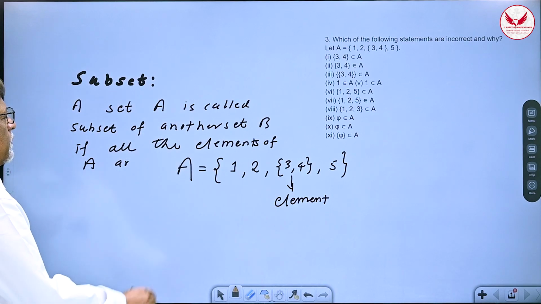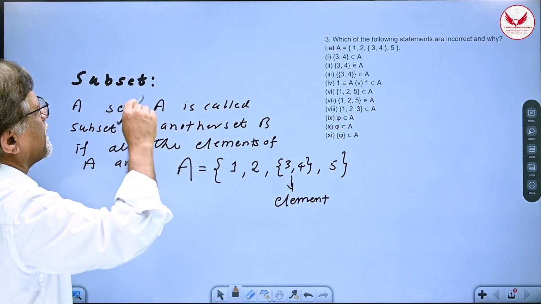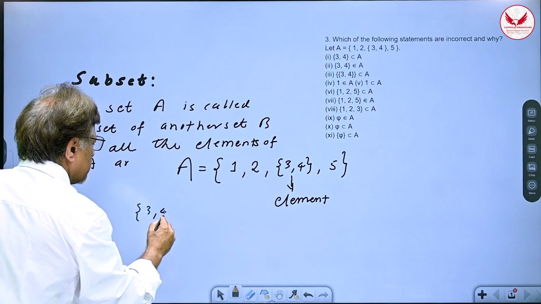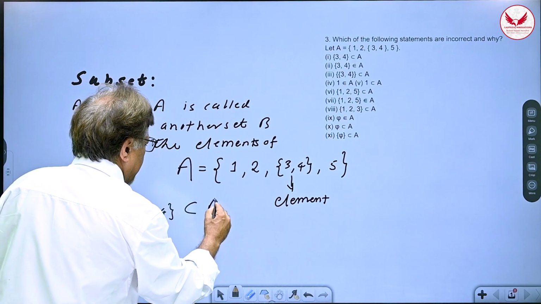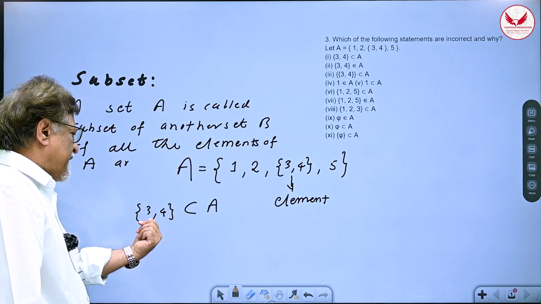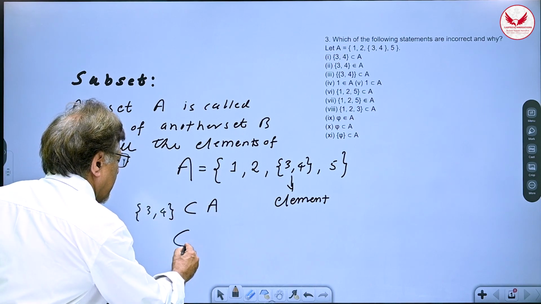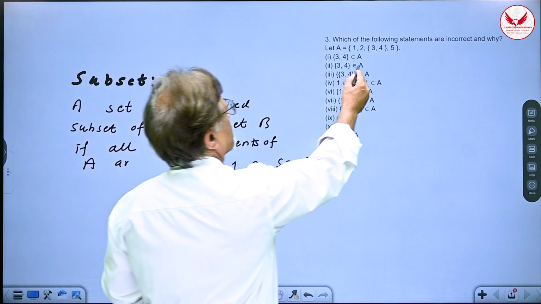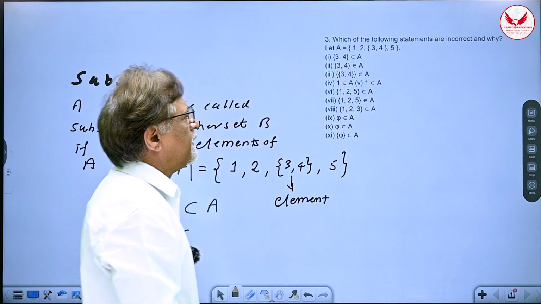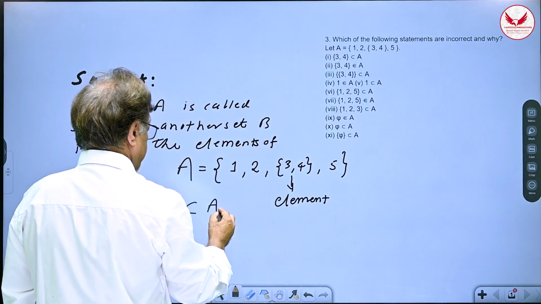Okay. So now I want to find out whether the statements are true, which statements are incorrect. Now look at this statement. {3, 4} is a subset of A. Is this statement correct? That means this has to be a set, not an element. If an element belongs to a set, then we have a symbol like this, right? So what is this? Is it a set or an element? As far as A is concerned, this is an element, right? An element cannot be a subset of a set, so this statement is incorrect.